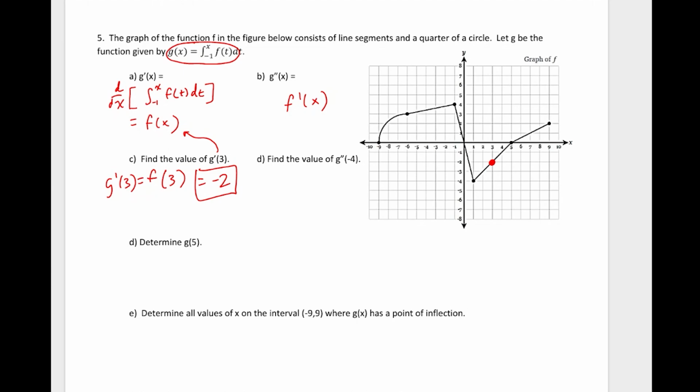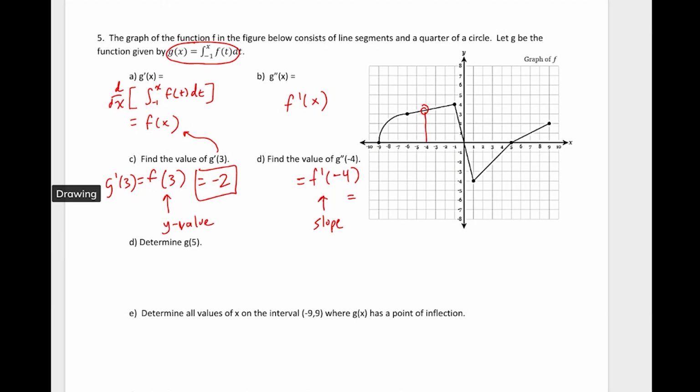G double prime of negative 4 is going to be the same thing as f prime of negative 4, not 4. And so if we want f prime, we're looking for the slope. If we just want f of x, then we're identifying the y value, like in part C. But if we're looking for the value of f prime at negative 4, let's take a look and see what's happening at negative 4 right here. That's looking for the slope. And so this is going to equal the slope of that segment.